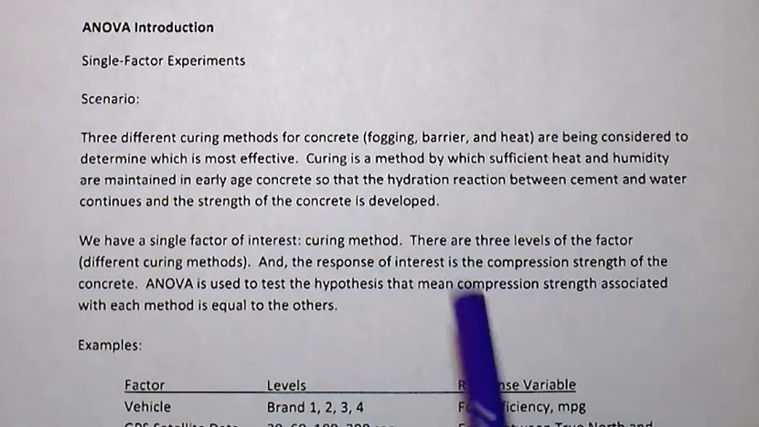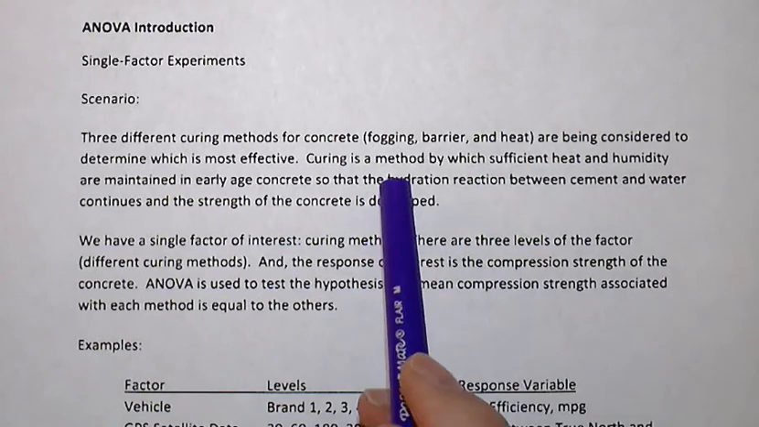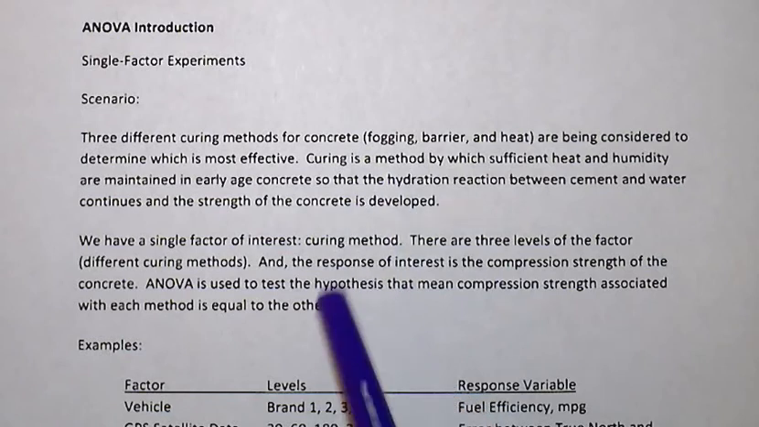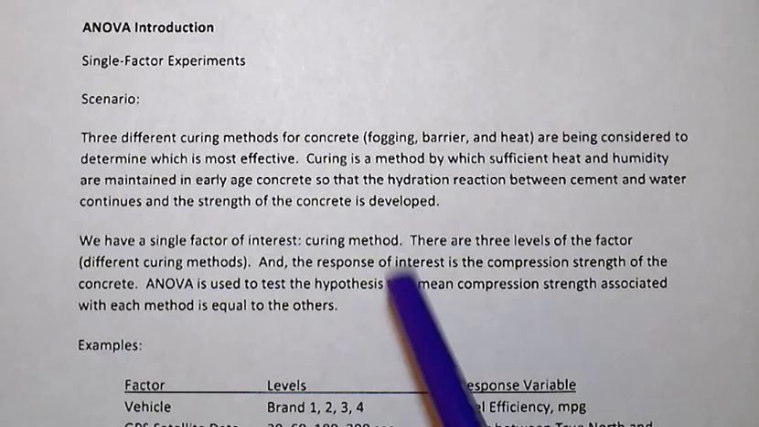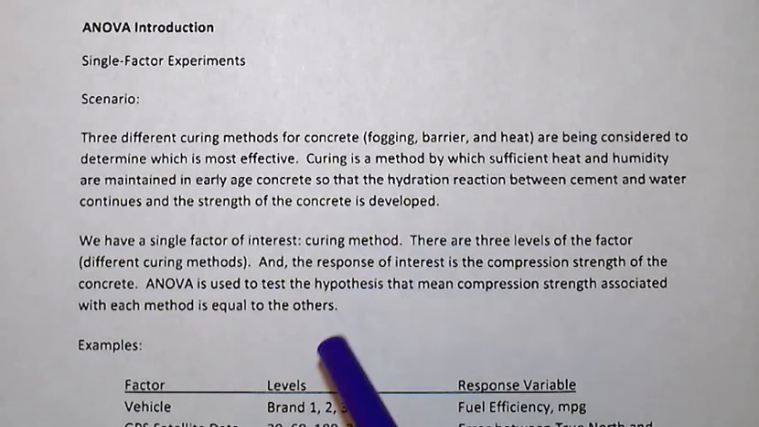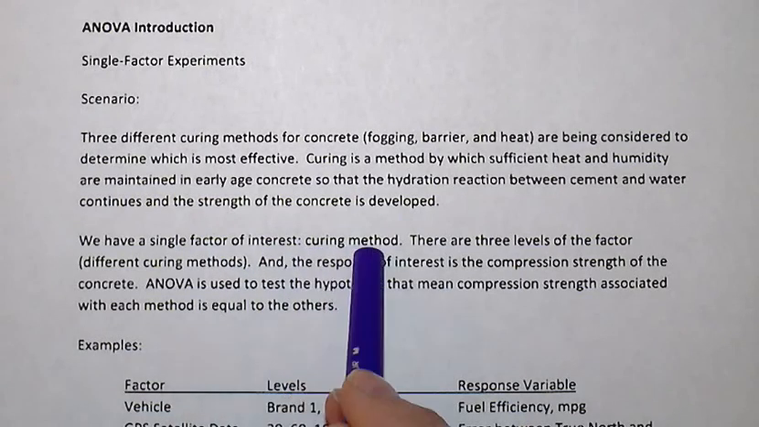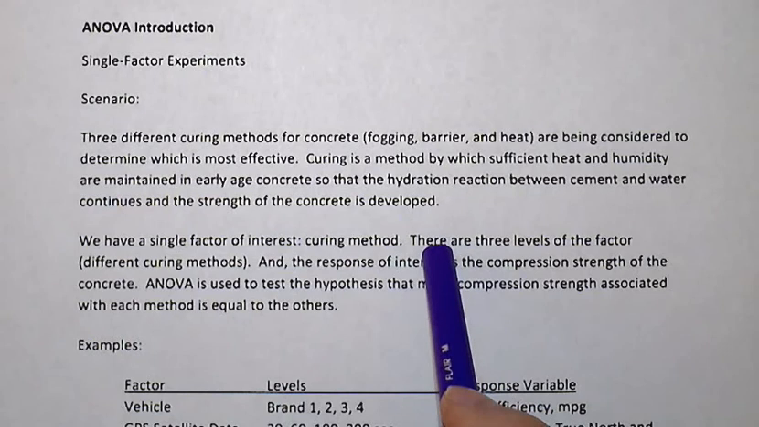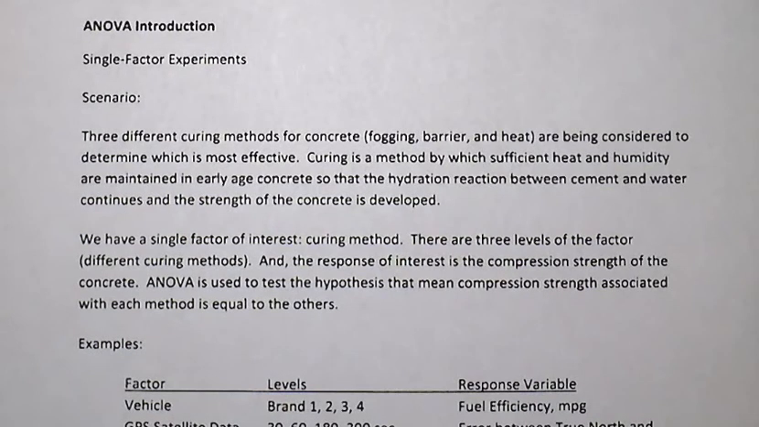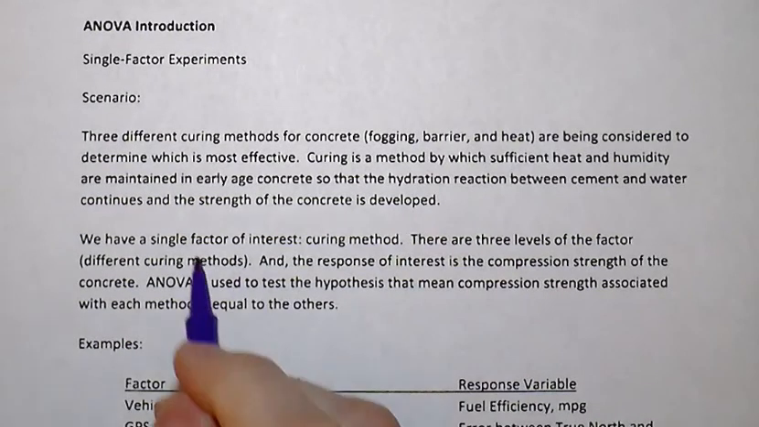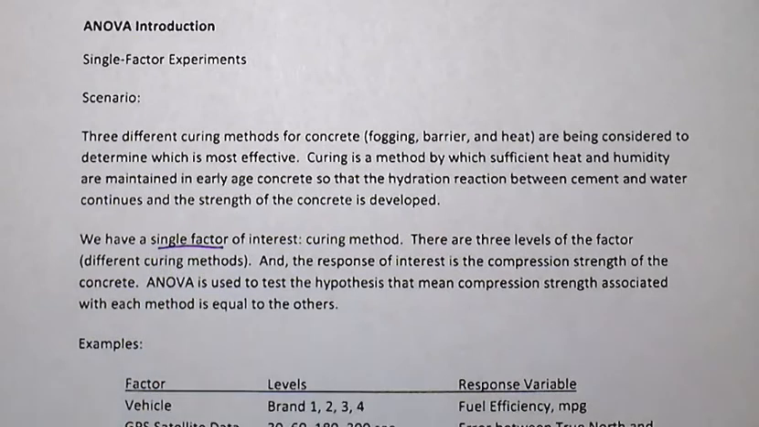The whole point of curing is to provide sufficient heat and humidity so that early age concrete can continue to develop strength. So that suggests right away the response quantity that's of interest. We have a single factor of interest, and that is selecting a curing method. That is a key aspect of what we're going to do: single factor experiments.